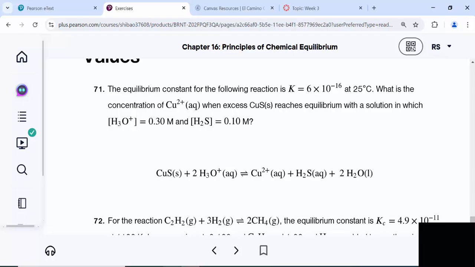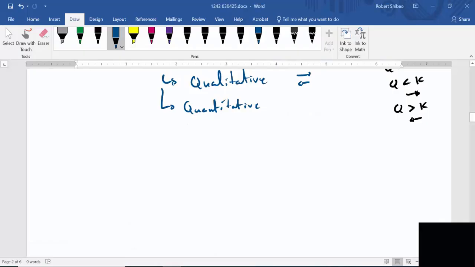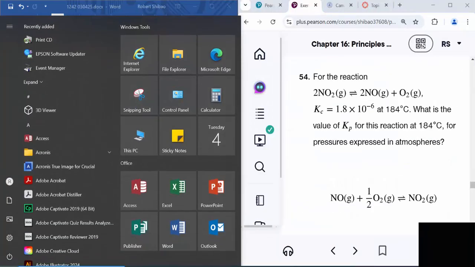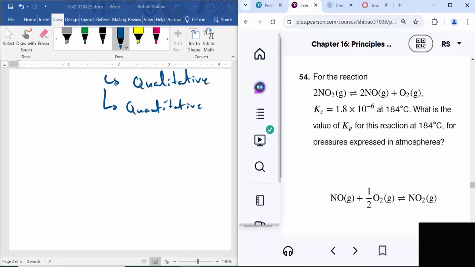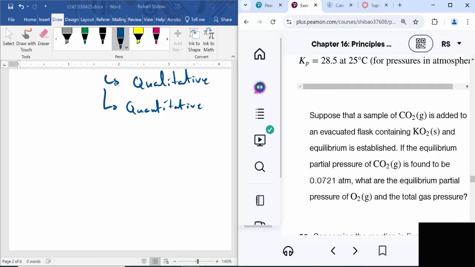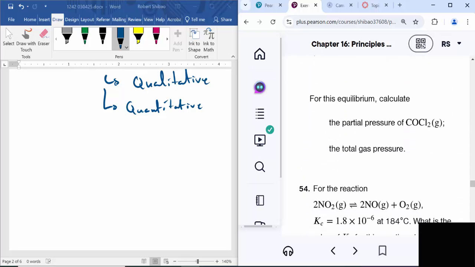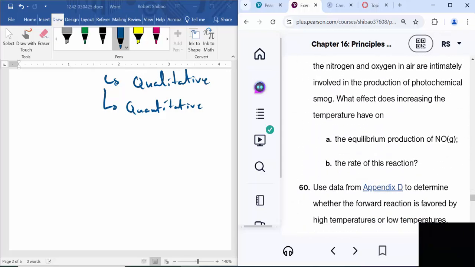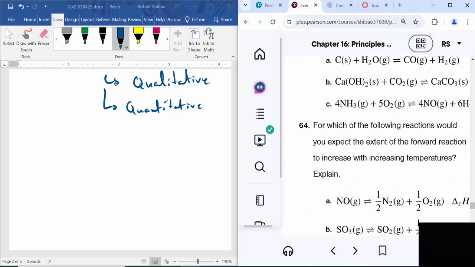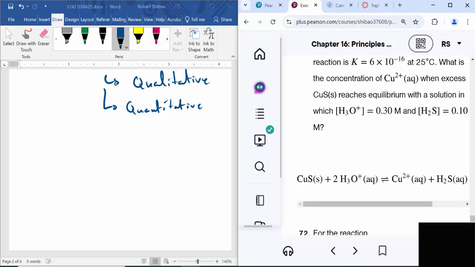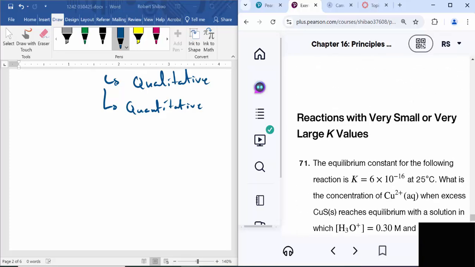And so if this were equilibrium, let's take a look at what I would do for this particular problem. What happened to my problem? Just keep scrolling. All right, so this is number 71.